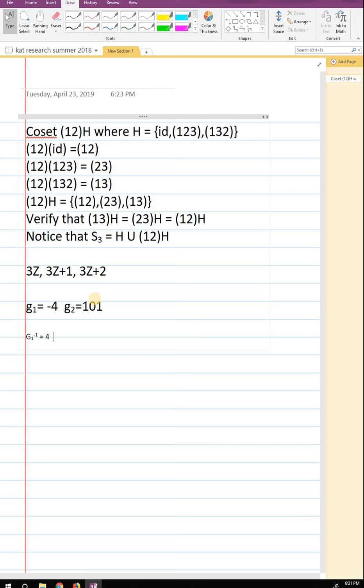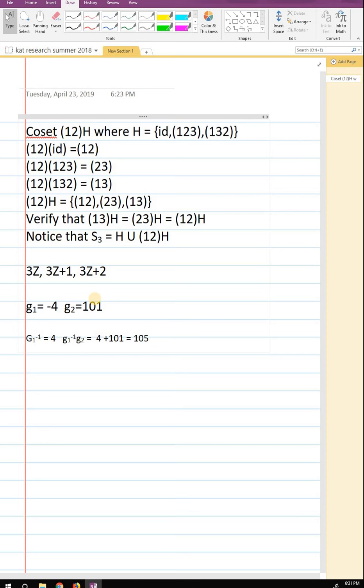So what I want here is not G1 inverse G2. In this case, what I really want is 4. Now, instead of multiplication, my operation is plus. So 4 plus 105, or 101. So that's equal to... Oh, it gave it to me already.